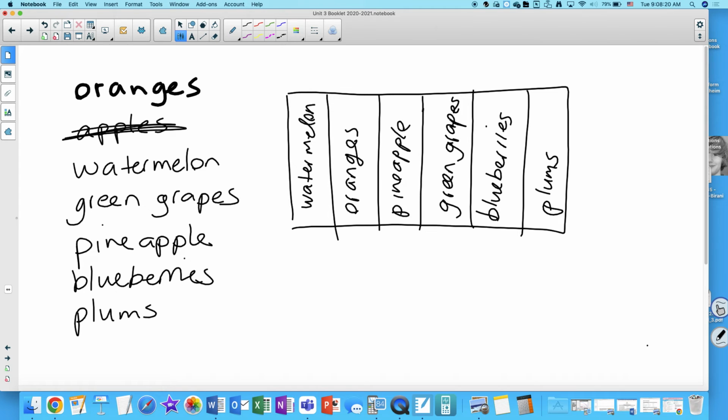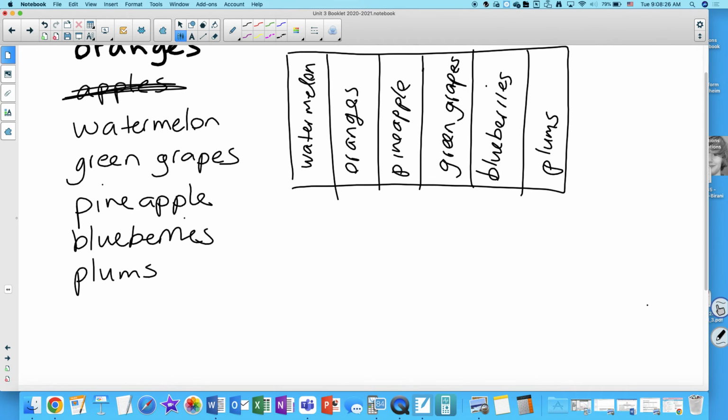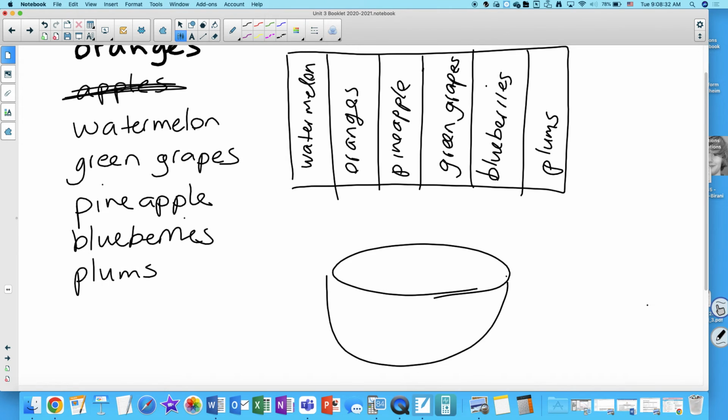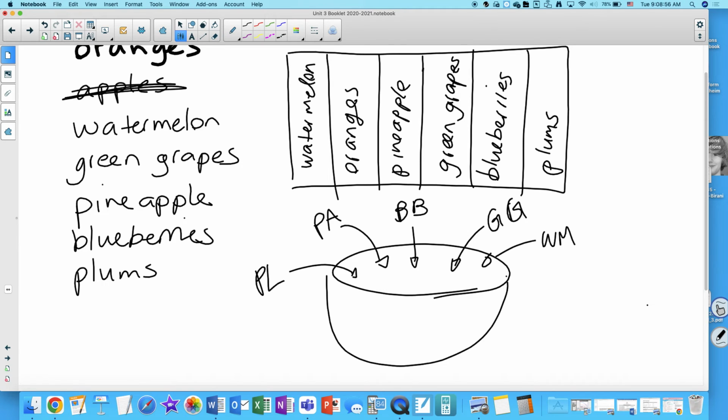But then there are some people who, to be honest, I don't really understand these people, but they do this anyway. They get a big bowl, and they just dump everything in and then mix it all up. Those are the fruit salad people, right? So they'll throw in their watermelon, their green grapes, their pineapple, their blueberries, the plums, and what's the other one? Oranges. They just throw it all in there and then they mix it up.